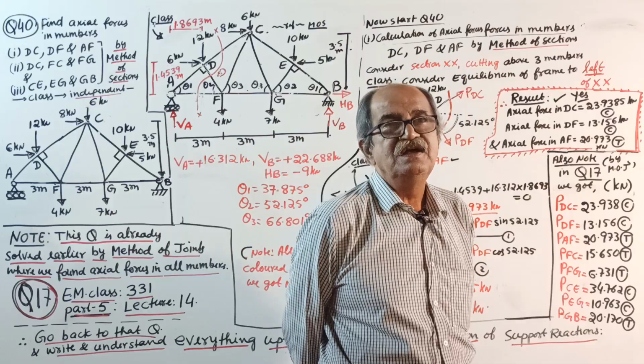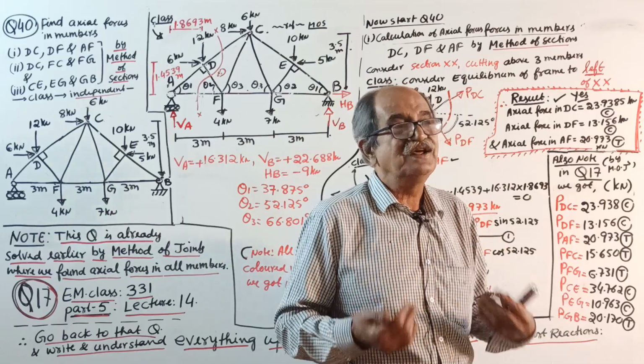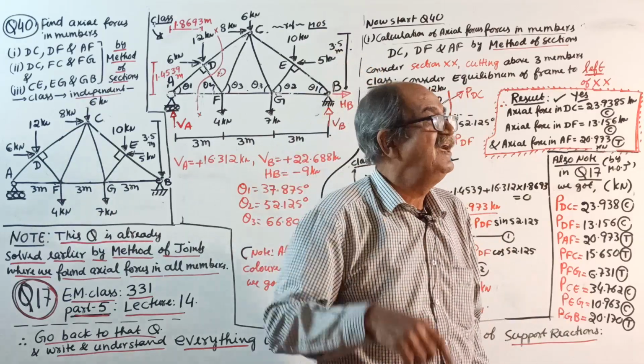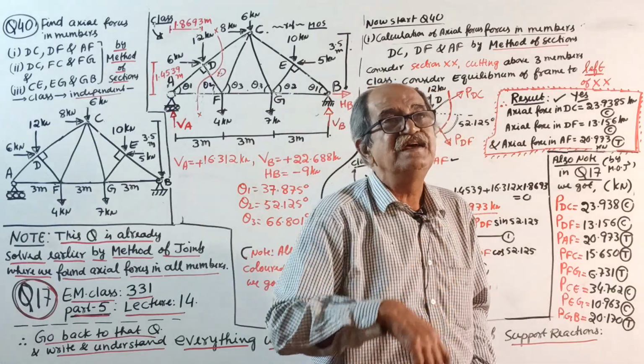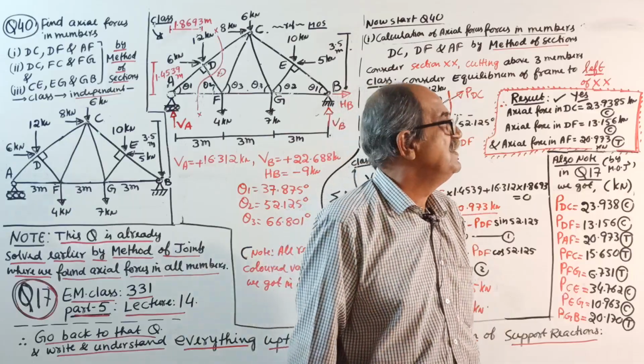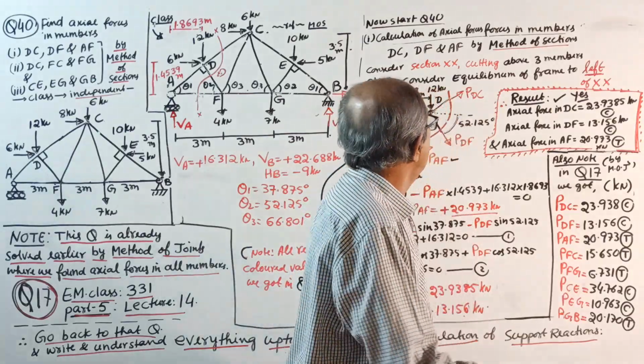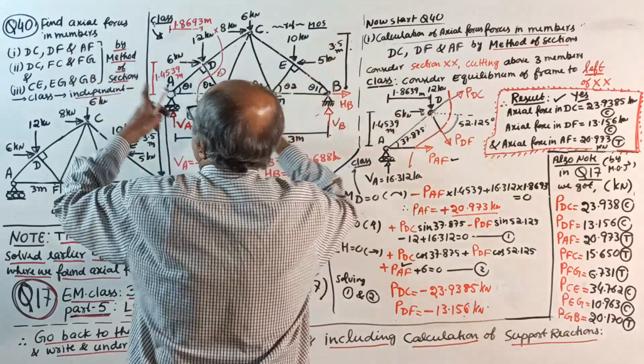Not "we got", I should say "I got". You should write "he got", unless you solve and get it yourself, then write "I got". Otherwise write "he got". Okay. This will complete the first question.